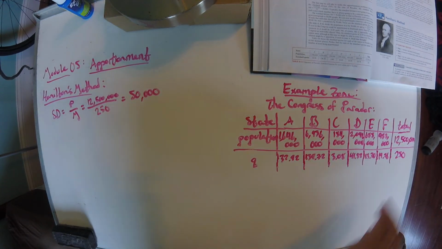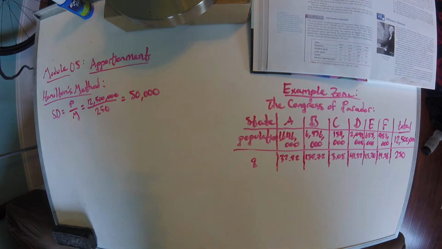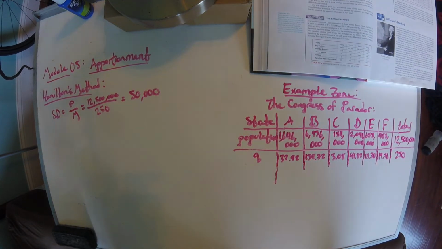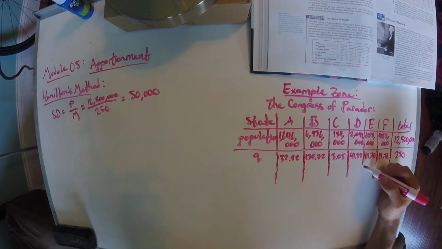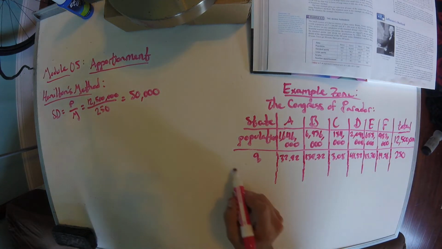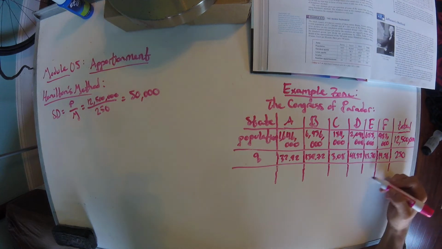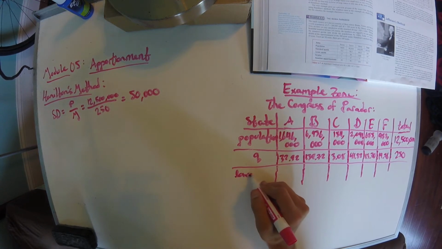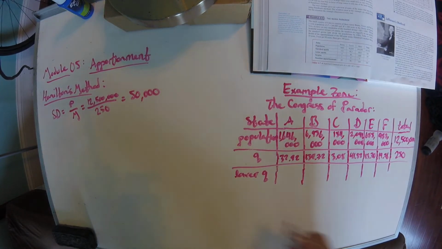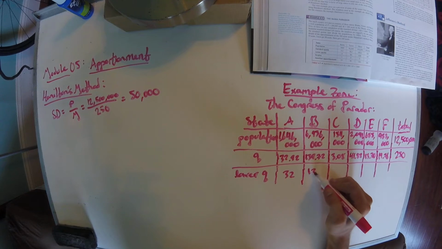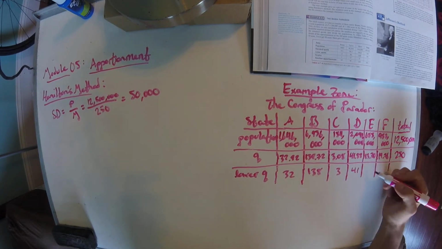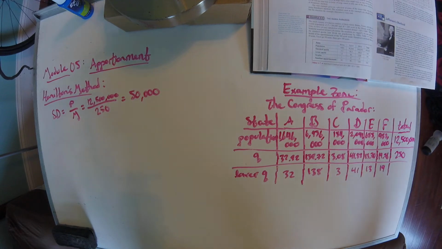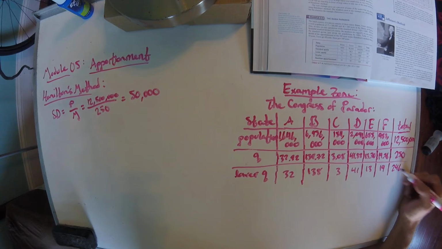Great. Okay, now what we do for Hamilton's method is we find the lower quota. And that is just a fancy word for rounding down all of these standard quotas. So let's take all of these standard quotas and round them down. I'll call this the lower quota. And so we'll get 32, 138, 3, 41, 13, and 19. And now these end up summing to 246, so less than the total.